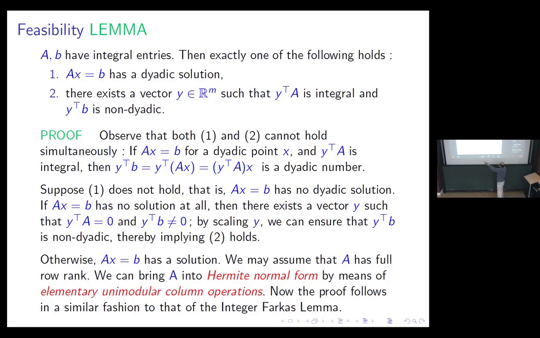And now let's suppose that 1 does not hold. That is, AX equals B does not have a dyadic solution.